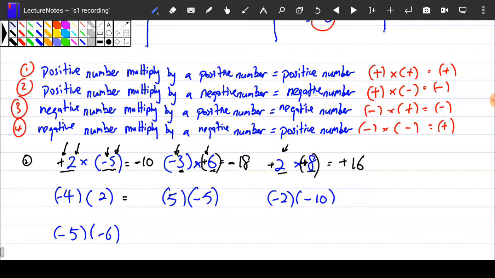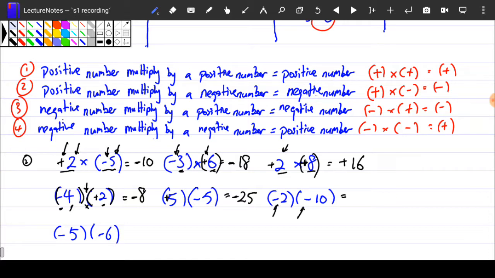Now if you do not see anything in between them and they are separated by brackets, you do know that they are multiplied. So again, negative multiplied by a positive will give you a negative. 4 times 2 will give you 8. Now move on quickly. Positive times negative will give you negative. 5 times 5 will give you 25.